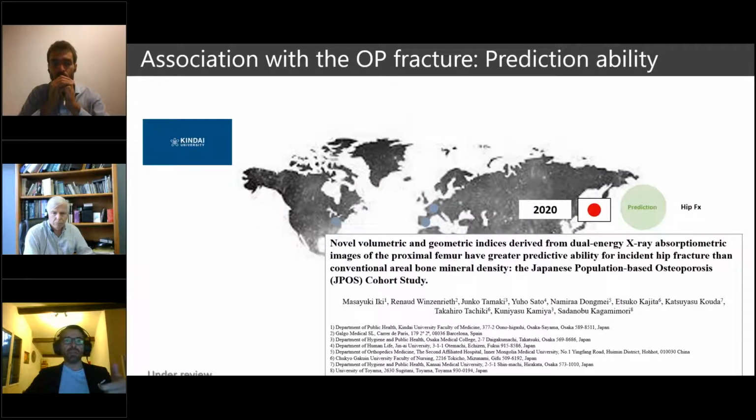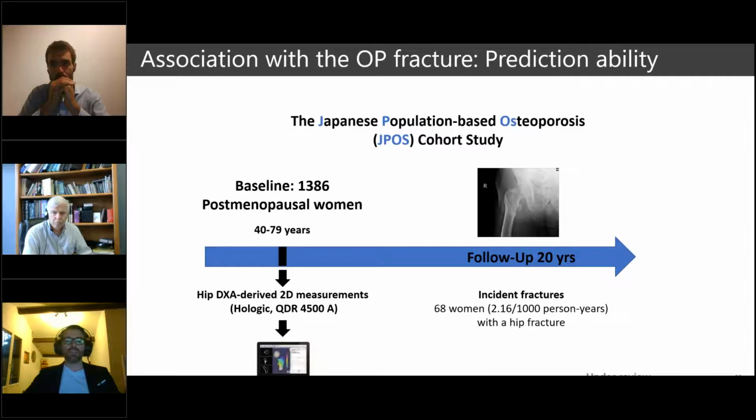Recently, another study has been done regarding the prediction of the fracture, and it was done at Kindai University by Professor Masayuki Iki. This study focused only on hip fracture prediction, and it's in women. The study cohort is the GPOS cohort that involved 1,386 women with a mean age ranging from 40 to 79 years old at baseline and a follow-up of 20 years. During the follow-up, 68 women sustained a hip fracture.